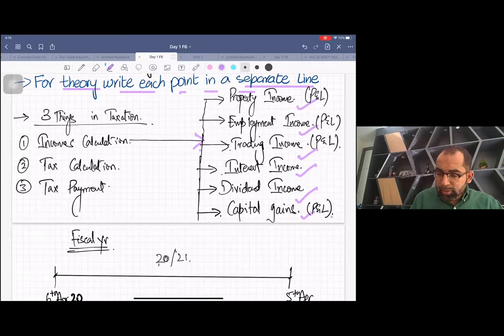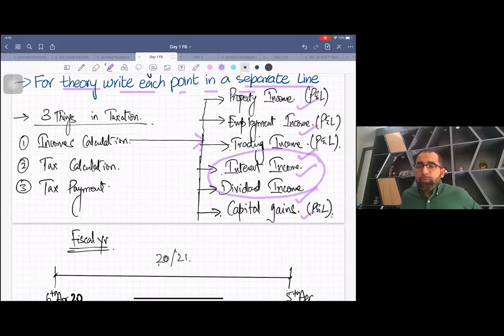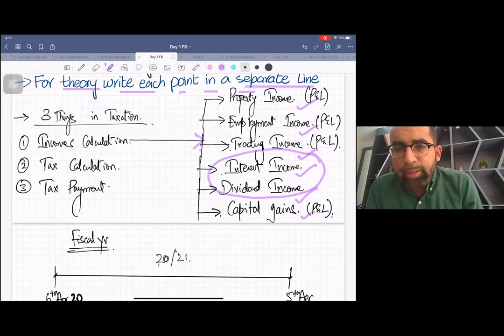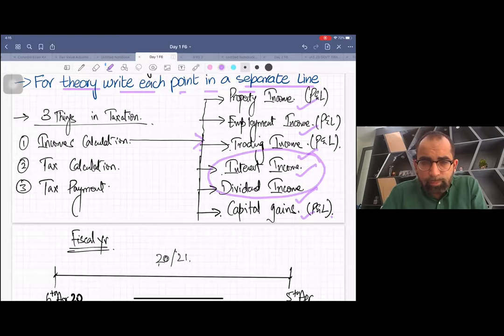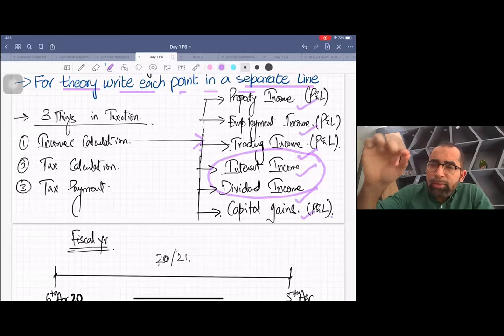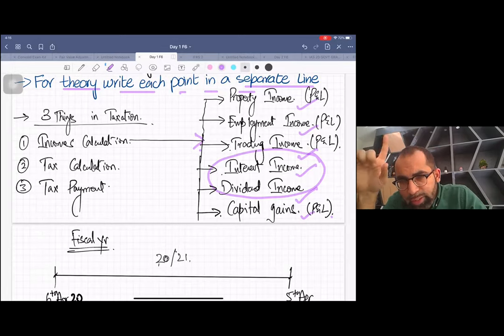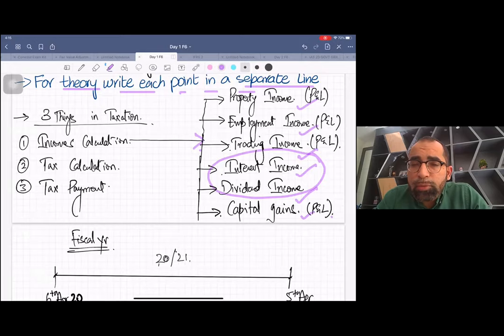But for interest and dividend income, my dear students, there is no P&L. If you find interest income and dividend income in the question, you will simply pick it up and include it in the non-saving, interest and dividend columns, right? So no separate P&L working for interest income and dividend income, don't forget, because there are normally no expenses associated with these incomes. So property income has a P&L, employment income P&L, trading income P&L, gains a P&L, but for interest income and dividend income, there is no P&L.